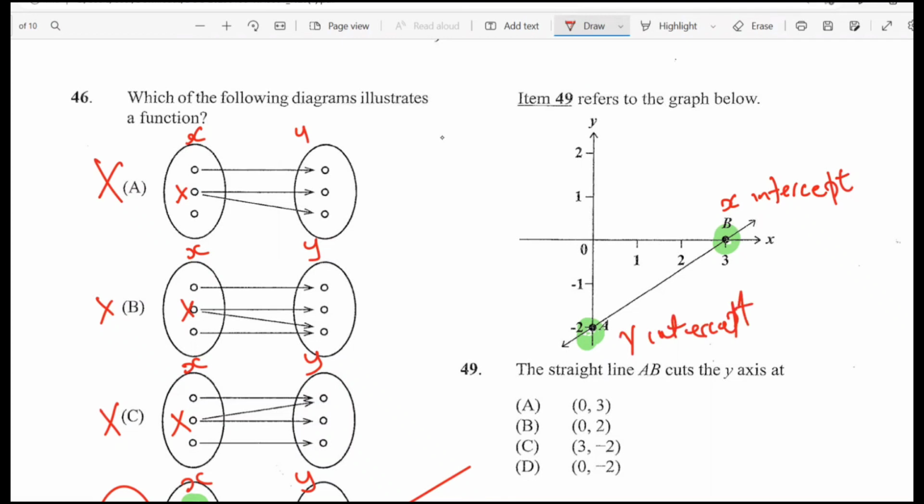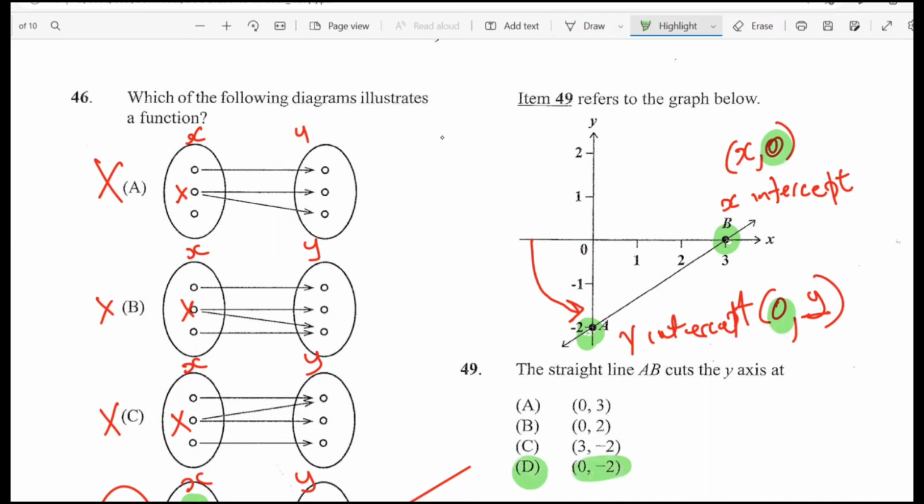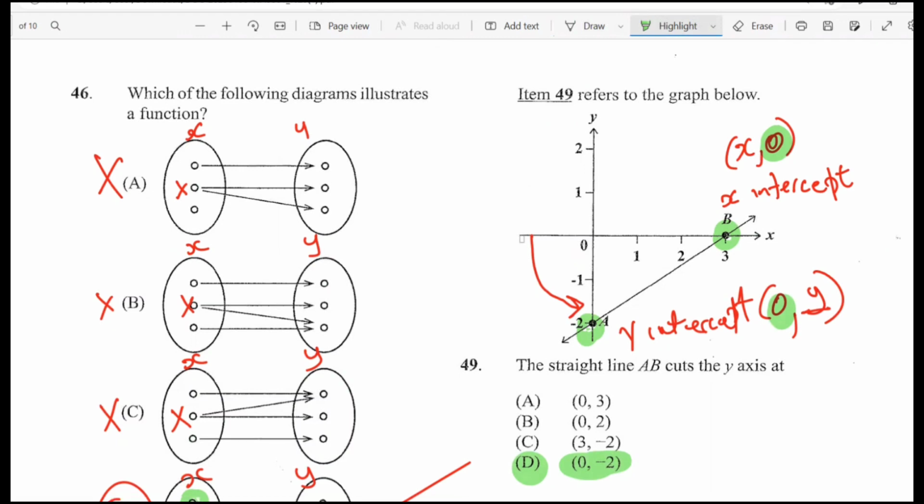The straight line AB cuts the y-axis at, well, you could look, cut the y-axis at -2, but they are asking for a coordinate based on how this is set up for all y-intercept. So the clue is for my y-intercept, x is always a 0, and you put the y value there. For the x-intercept, the x value is there, but the y is always a 0. And we want to note those, right? So in this context, at -2, it's going to be D, because 0 with -2 is a value on the y-axis.